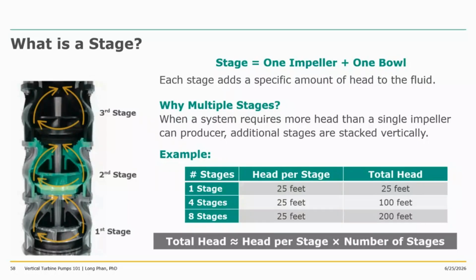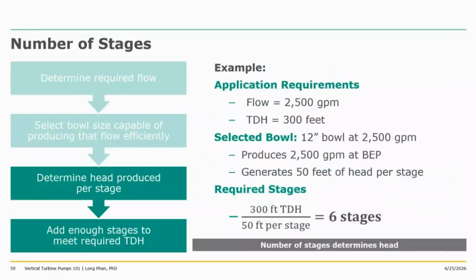So if you have 4 stages, you just do the math. It's 100 feet. 8 stages, 200 feet. So for our example, you require 300 feet of total dynamic head. So how many stages? Do the math. Take 300 divided by 50 feet per stage, and you arrive at 6 stages for the 12-inch bowl. Voila, then we have it. We have the 12-inch bowl, and we need 6 stages for our specific example.